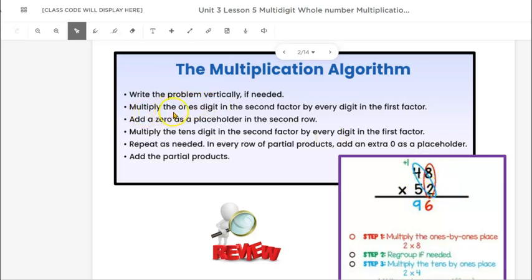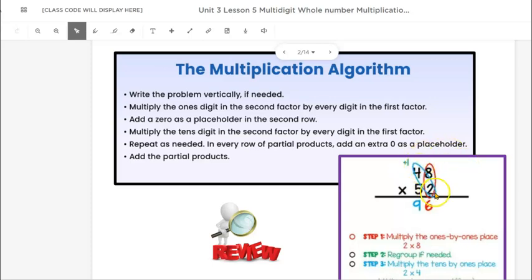So we are going to multiply the ones digit in the second factor by every digit in the first factor. The first factor is 48. So we're going to take 2 times 8. You see that in red here is 16. So we're going to put down the 6 in the ones place and carry the 1 above the tens place.